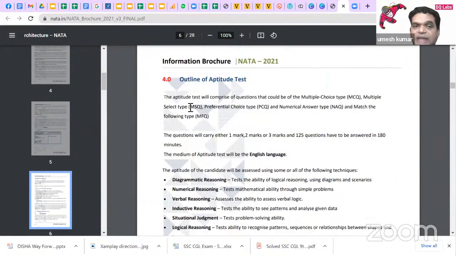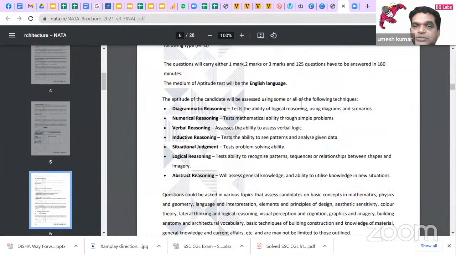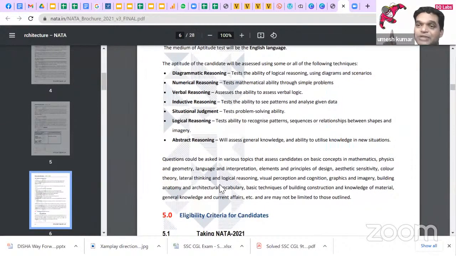They say that the aptitude test of the candidate will be assessed using some or all of the following techniques: diagrammatic reasoning, numerical reasoning, verbal reasoning, inductive reasoning, situational judgment, logical reasoning, abstract reasoning. So basically everything about reasoning. And again, as I told you, they have not set the boundary. What they will not ask, they're not going to tell, right? So that's the thing.